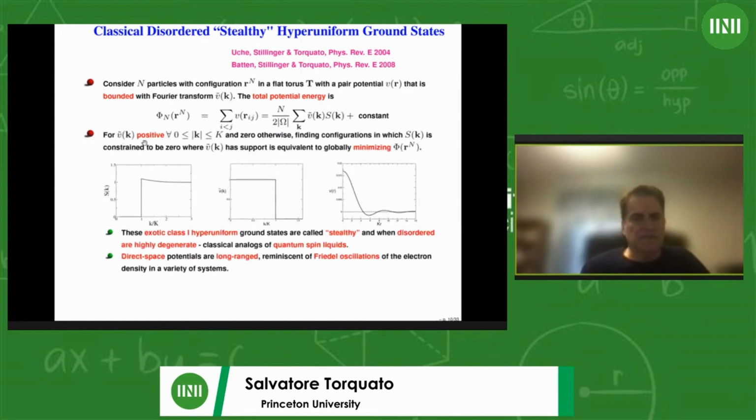You have V tilde, and you say, okay, I'm not going to specify the direct space potential. I'm going to specify the Fourier transform. And I'm going to say that it is positive up to some cutoff and then 0 otherwise. So it has compact support up to this cutoff. All right. And here's an example of a step function.